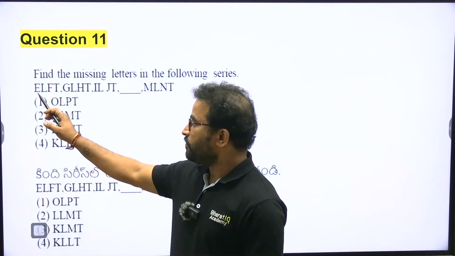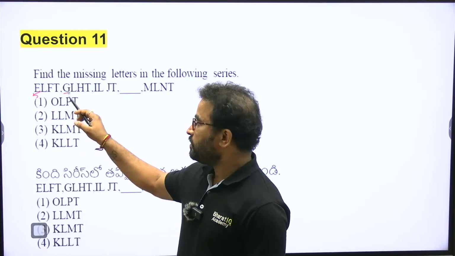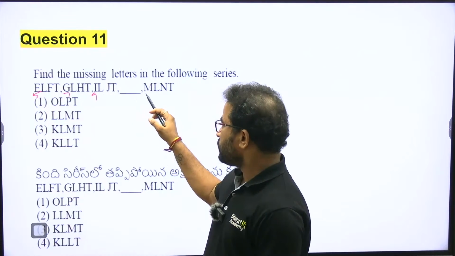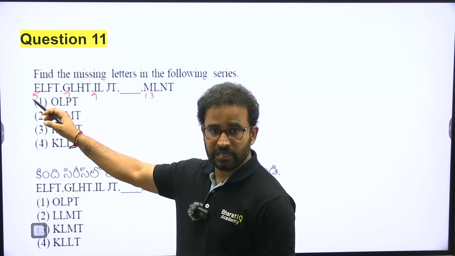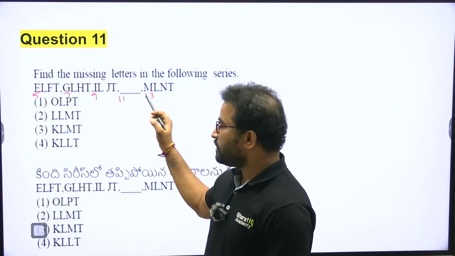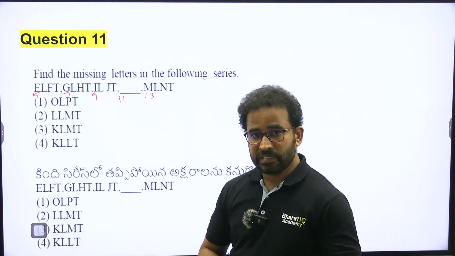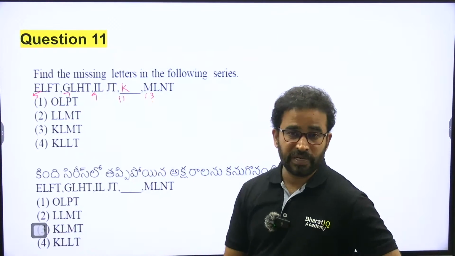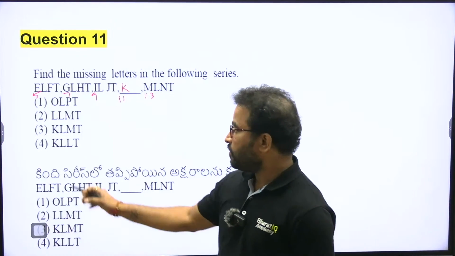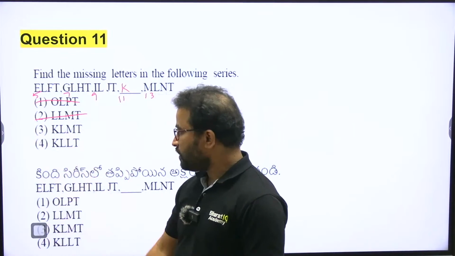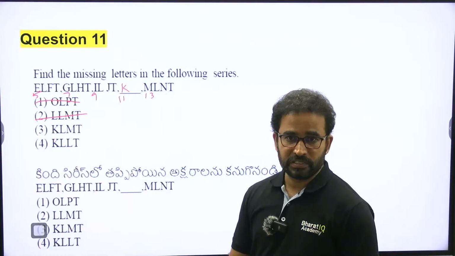Look at this one. First, E place value 5. Next, G place value 7. I place value 9. Next one is 13. Look at this one: 5 is an odd number, 7 odd, 9 odd. In between 9 and 13, one more odd number is 11. The 11th place value is K. Now you need to check how many options start with K. First and second options are cancelled. Only the third and fourth options are left.